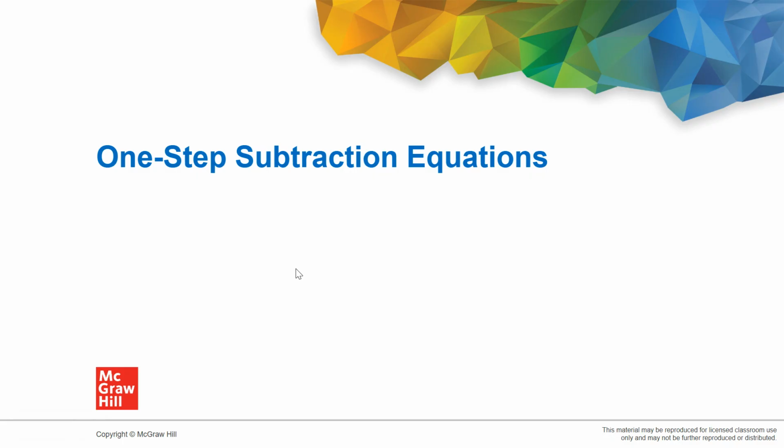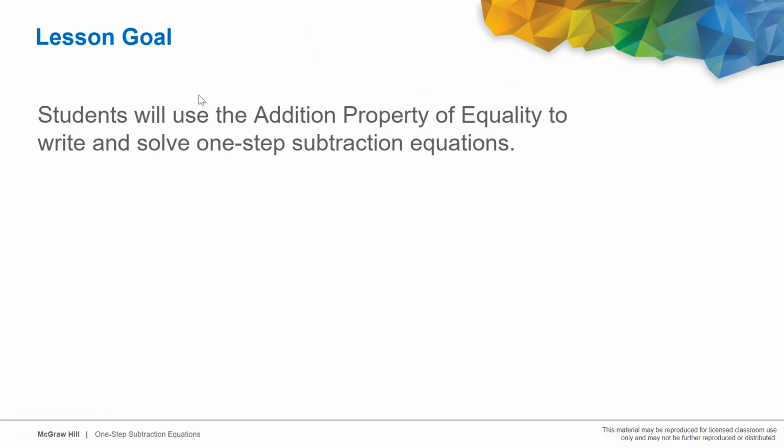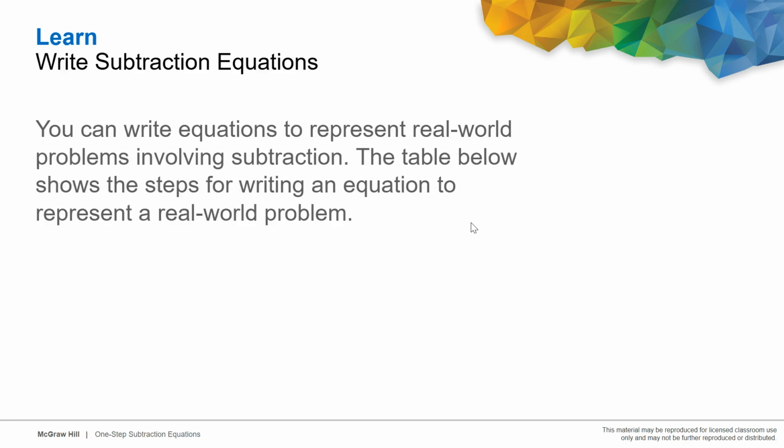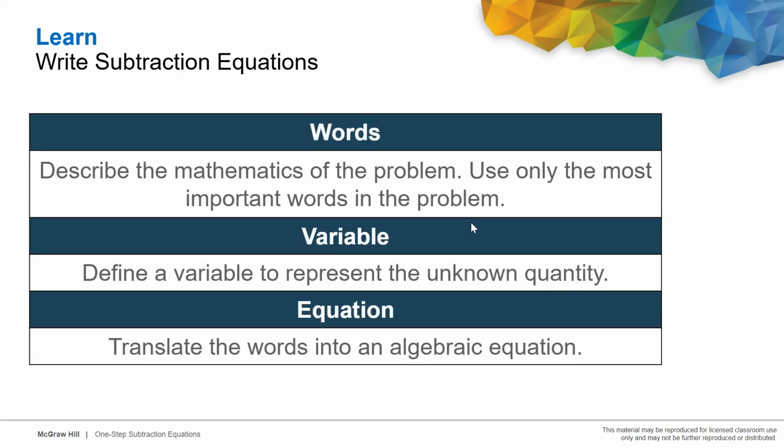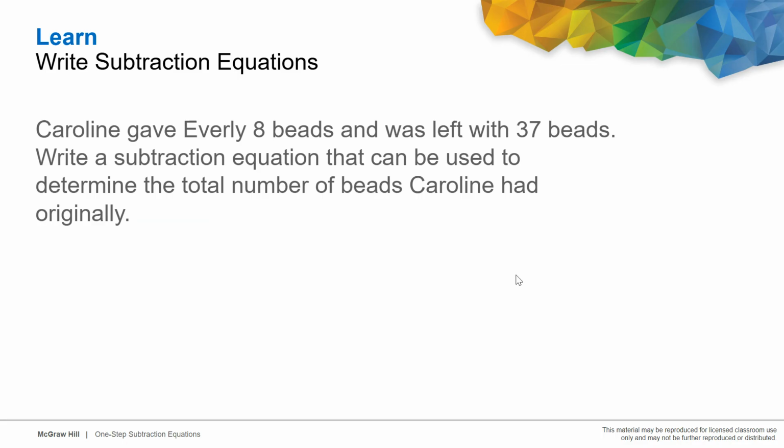And then 6.3 is one-step subtraction equations, which is going to be exactly the same, except instead you're going to be using the addition property of equality to write and solve these. So you'll be doing the exact same thing, only instead of subtracting, you'll be adding. It's literally the same otherwise. So we already talked about this. This is exactly the same as before. It's just a reminder.